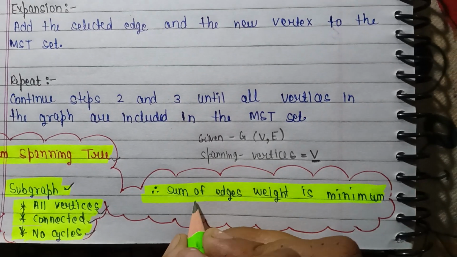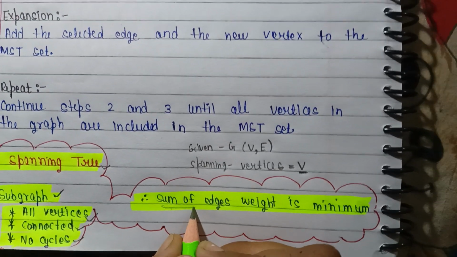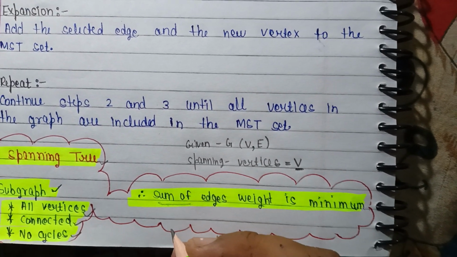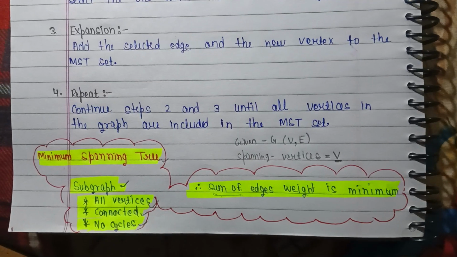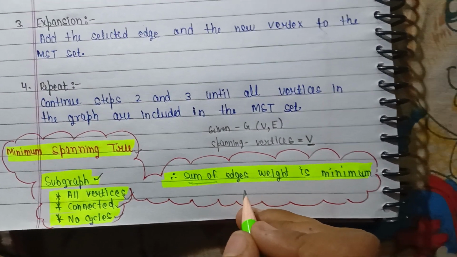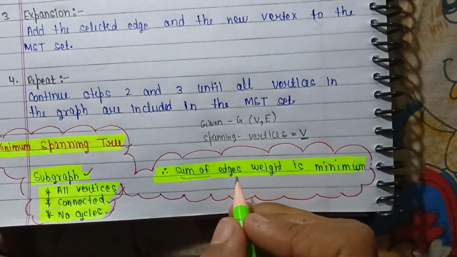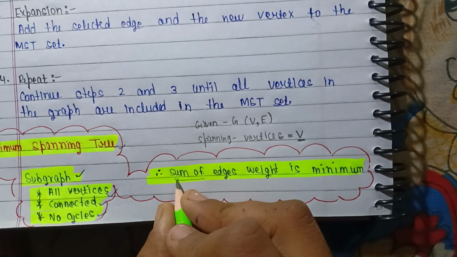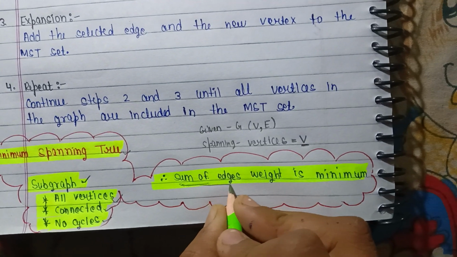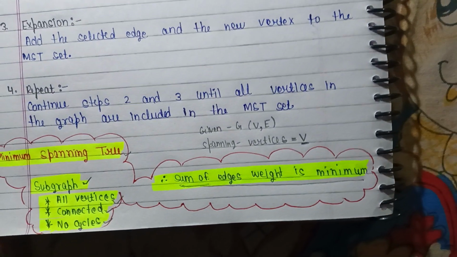Okay, now this is the important point for the minimum, because we have to make a minimum. A minimum spanning tree must have minimum weight, meaning when we sum all the weights of edges in the minimum spanning tree, it must be minimum.